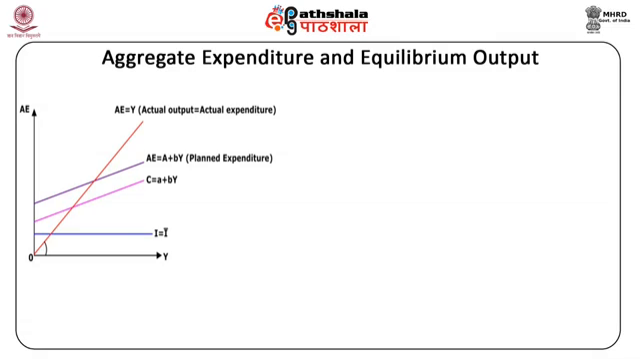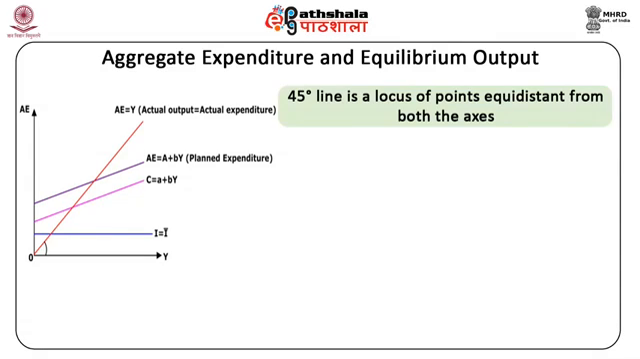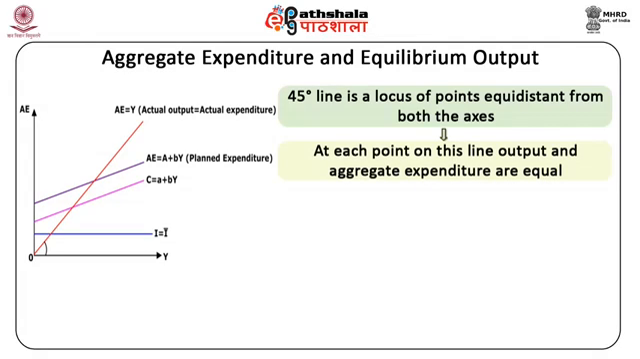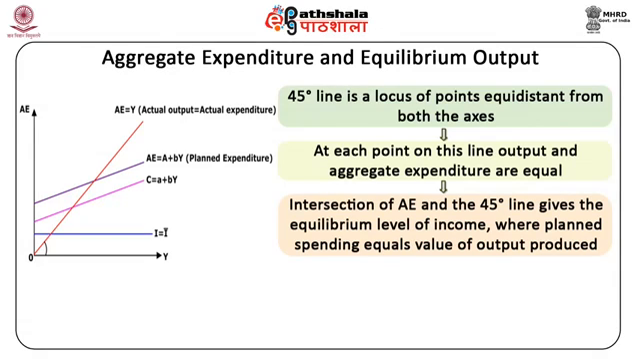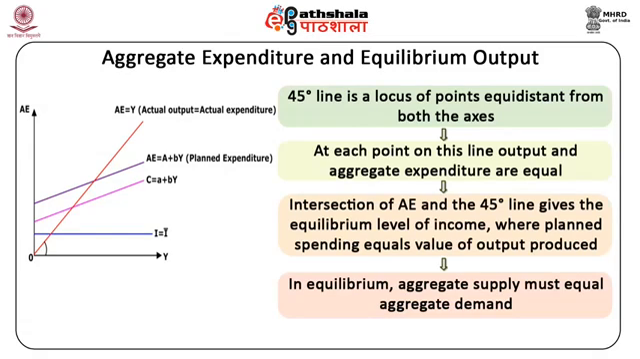To determine the equilibrium level of income, we need to draw a 45-degree line. This line is a locus of points equidistant from both the axes. At each point on this line, output and aggregate expenditure are equal. The intersection of AE and the 45-degree line gives the equilibrium level of income where planned spending equals the value of output produced. Since planned spending is the aggregate spending or demand and output the aggregate supply, this means that in equilibrium, aggregate supply must equal aggregate demand.